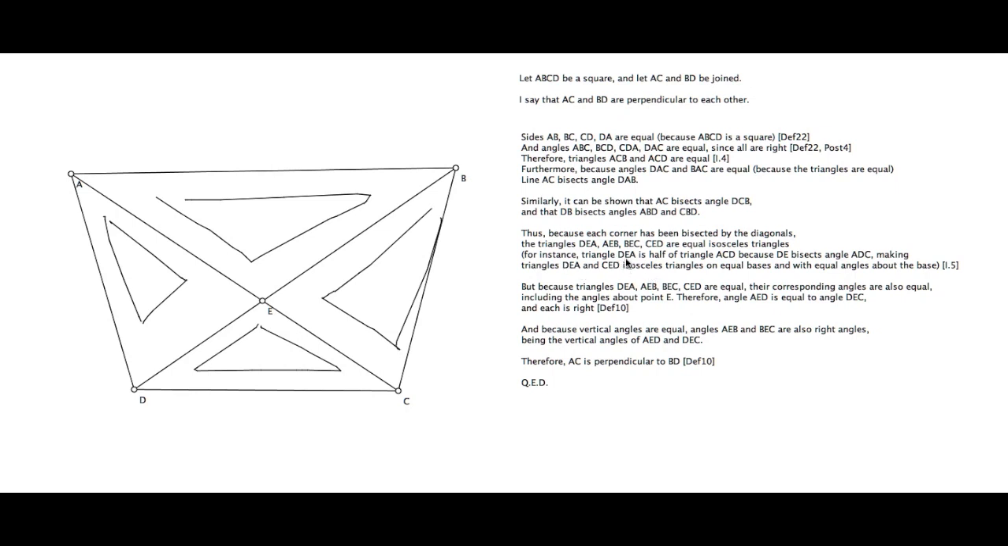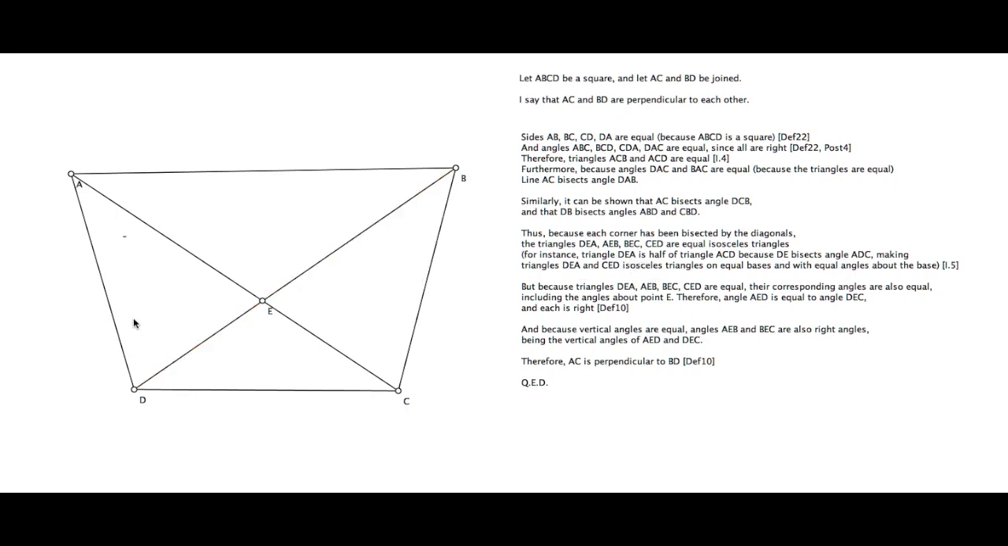I say, for instance, DEA, which is this one, DEA is half of triangle ACD, right? So it's half of this whole triangle there. How do we know this? Because we know that this angle has been bisected, right? And that this is an isosceles triangle because this angle is equal to this angle, because both of these corners have been bisected. So because both those corners are bisected, this side is equal to this side by proposition 5.